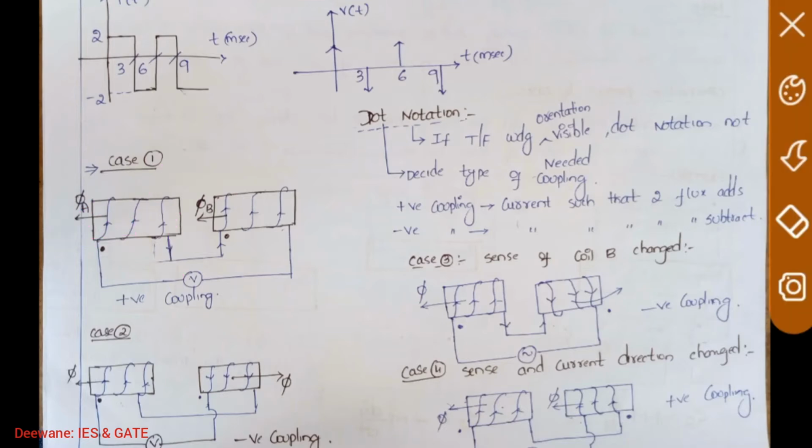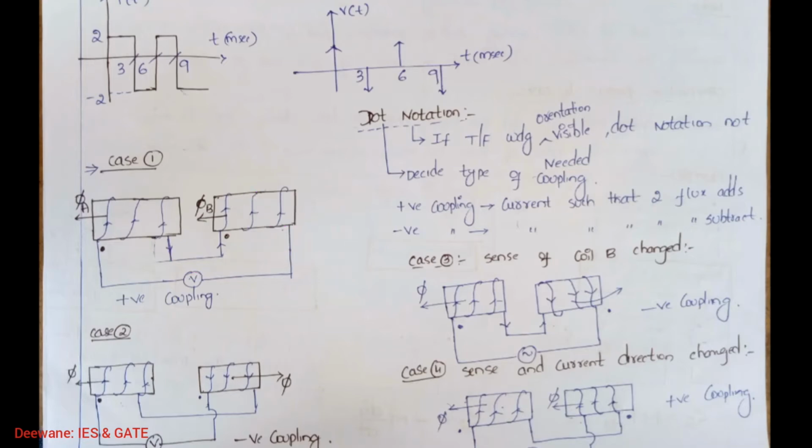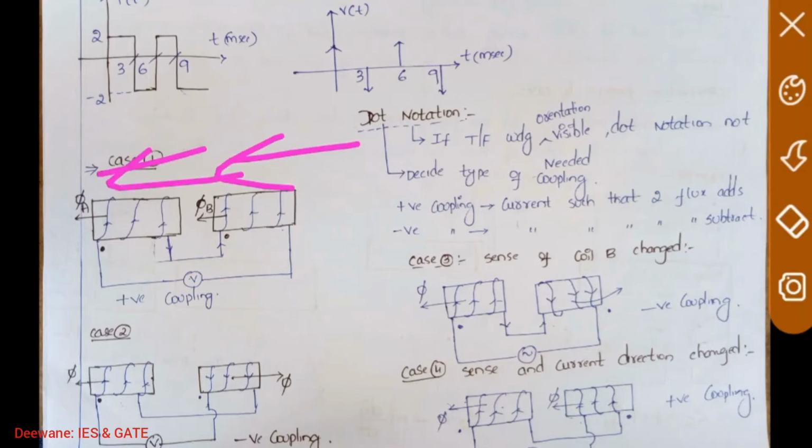Similarly, the orientation and the current direction in both windings are the same. Now you apply the forefinger of your hand in the direction of winding and current. The thumb will show the flux direction. In both cases, flux is produced in the same direction, and so this is additive polarity. One point you note here: when current enters the dot at both windings, the flux produced is additive.